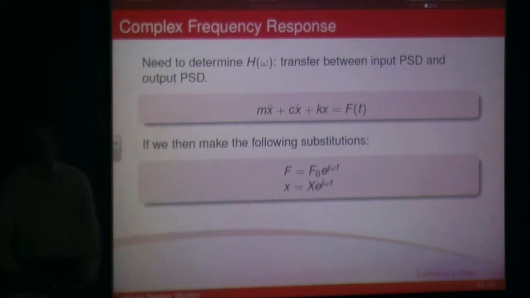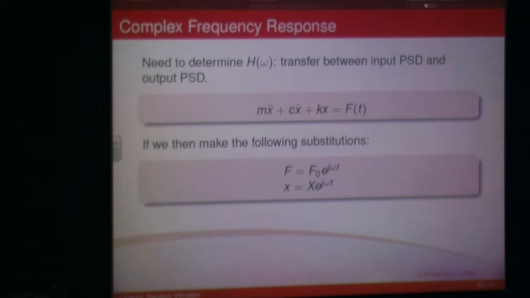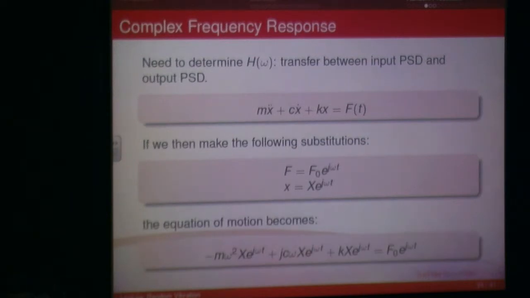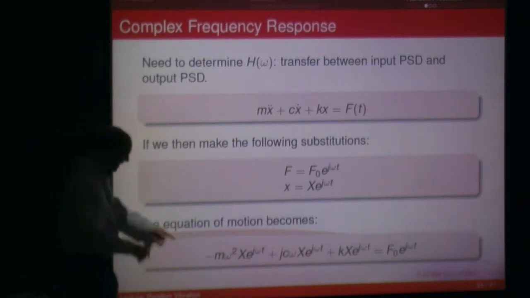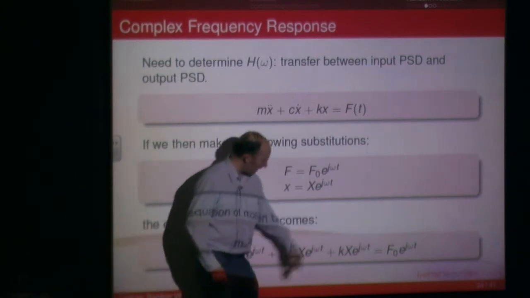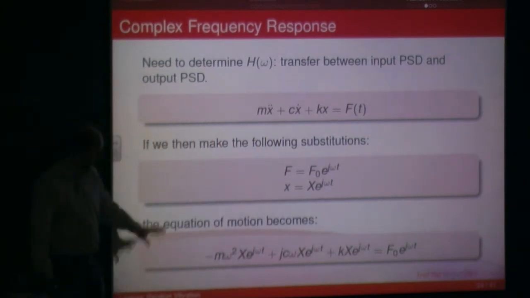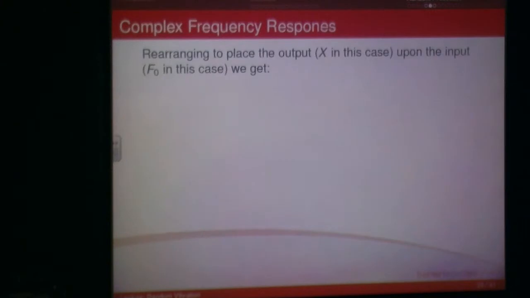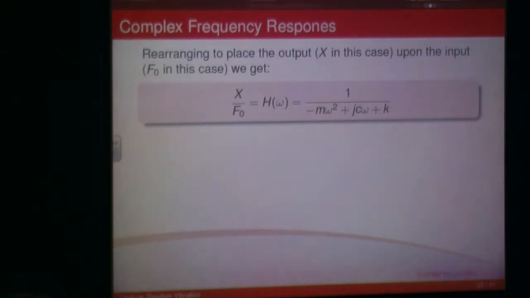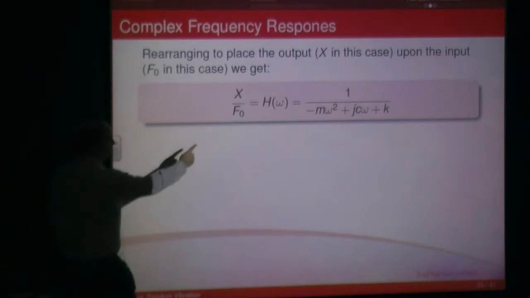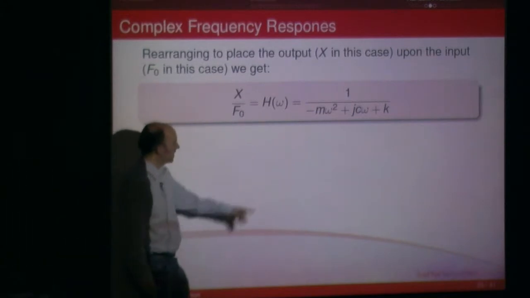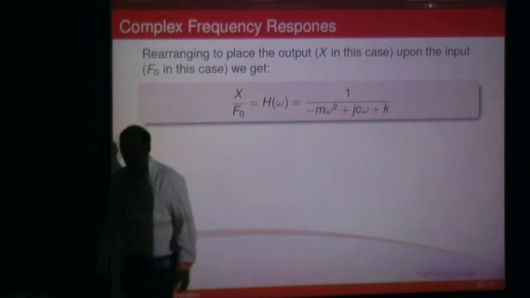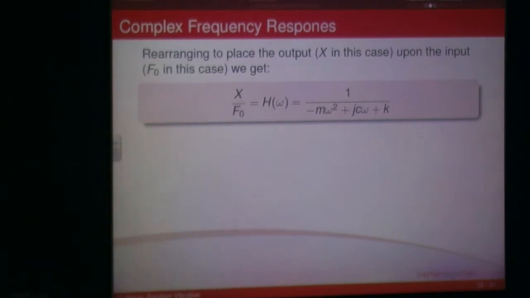And so I put them in my equation, and I rearrange. So this is my equation of motion. The e^(j omega t) terms will cancel each other out, they're in every term. Then I can rearrange it, putting my output over my input, to get my function. So output over input, in that case X divided by F, is my H omega, which is my complex frequency response function, and looks like this. So that's my H omega.